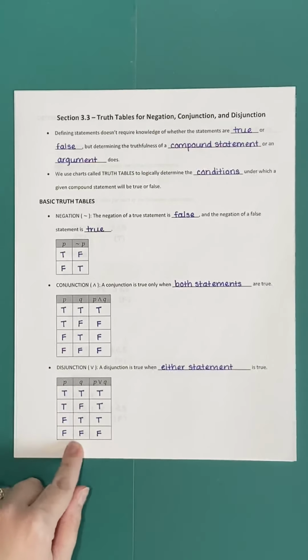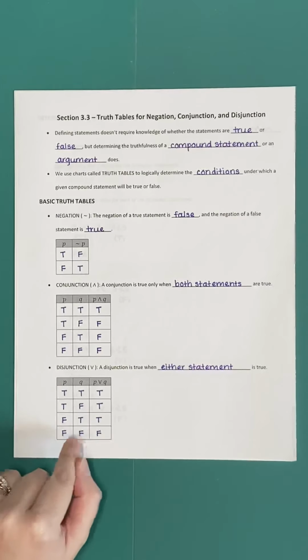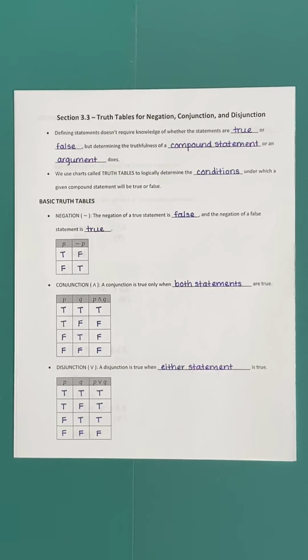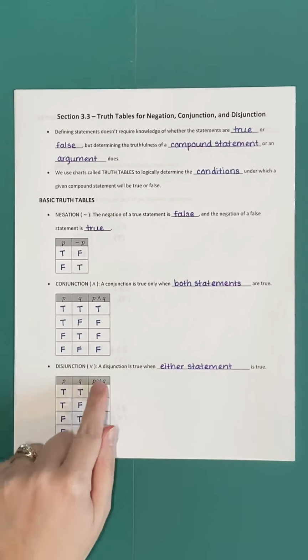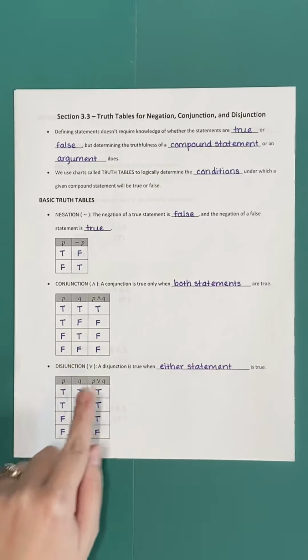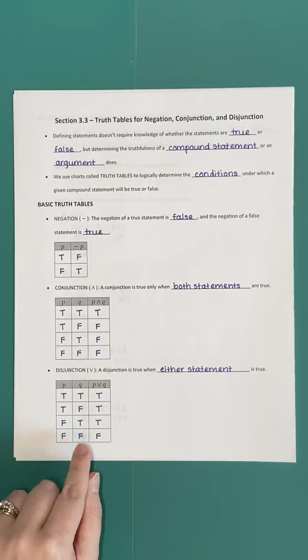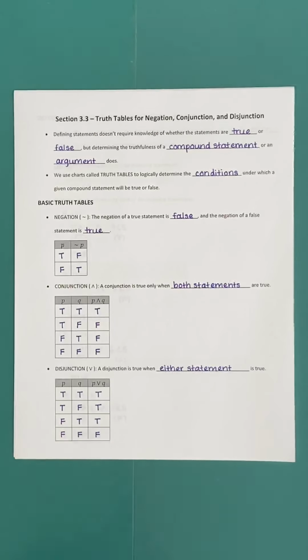So same possibilities for P and Q. They could both be true. We could have true, false, false, true, false, false. These are all the original possibilities for how P and Q could relate to one another. So if we take their disjunction, true or true results in a true outcome. True or false, well, as long as we have one true, the outcome is true. False or true, we end up with true. Only in the case where both of the original statements are false would we say P or Q results in something false.